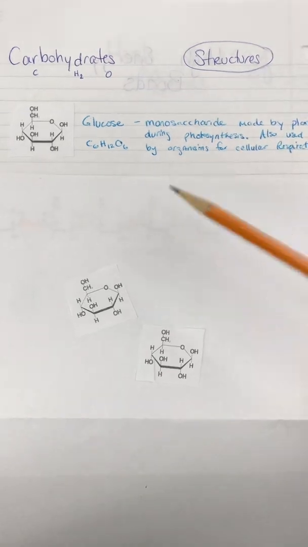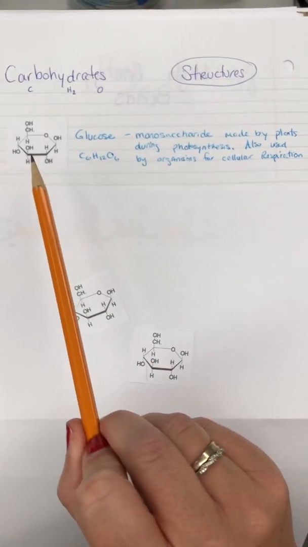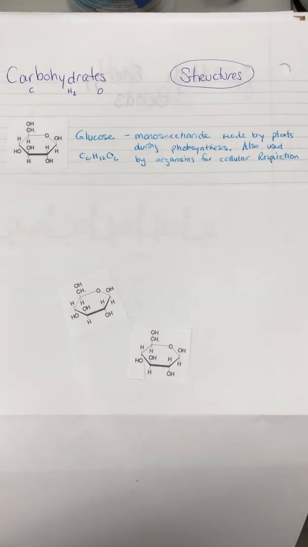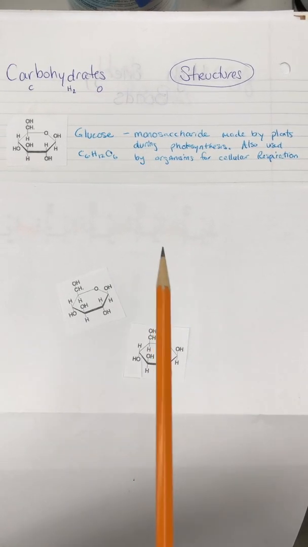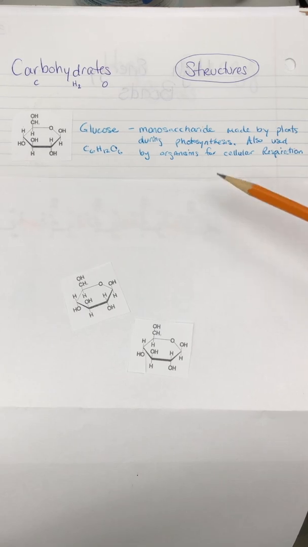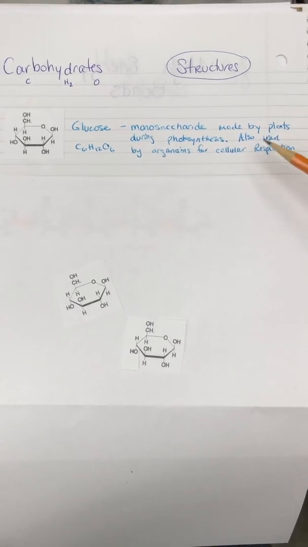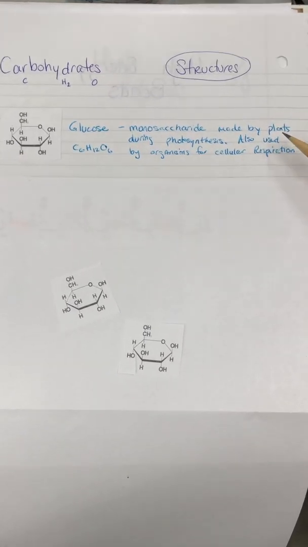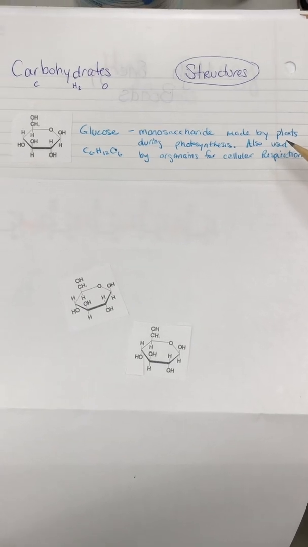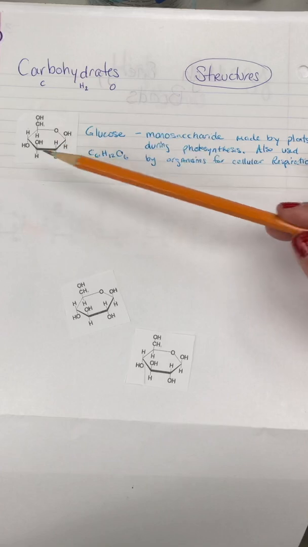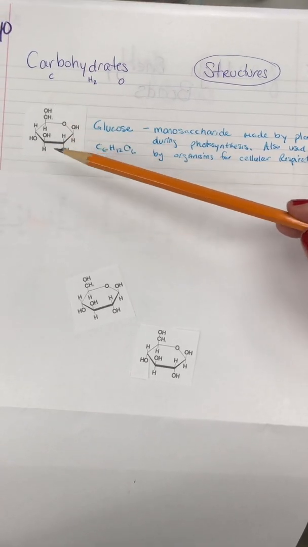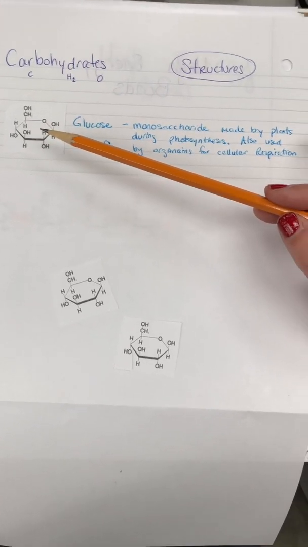So we want to make certain that we've got documented down here one of our monosaccharides made by plants during photosynthesis. It's also used by organisms for cellular respiration. So we capture, well, we don't, but photosynthesizers capture the sun's light in the chemical bonds, the high energy chemical bonds between carbon-carbons and carbon-hydrogens, and they make this glucose molecule.